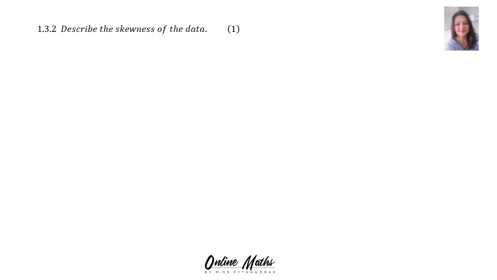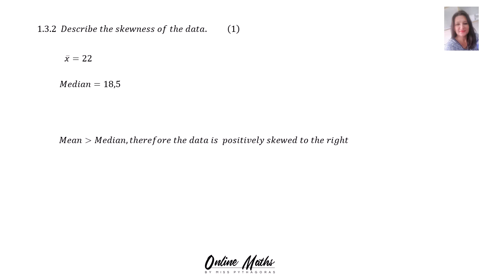Number 1.3.2, describe the skewness of the data. So we don't guess, we work it out. First of all, we worked out that the mean is 22 and the median is 18,5. And then since the mean is greater than the median, therefore the data is positively skewed to the right, which is worth 1 mark.